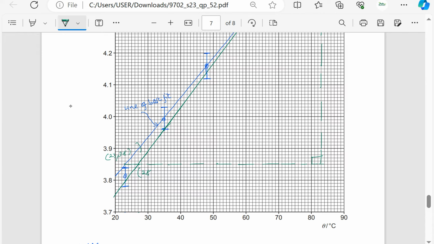Because the examiner will verify if you read the values correctly. So this is 27. Again the y value is, of course, 3.85. 3.85 because the y value is the same.